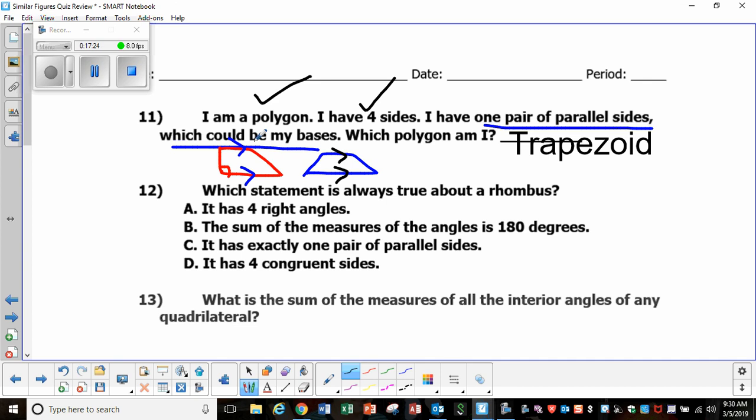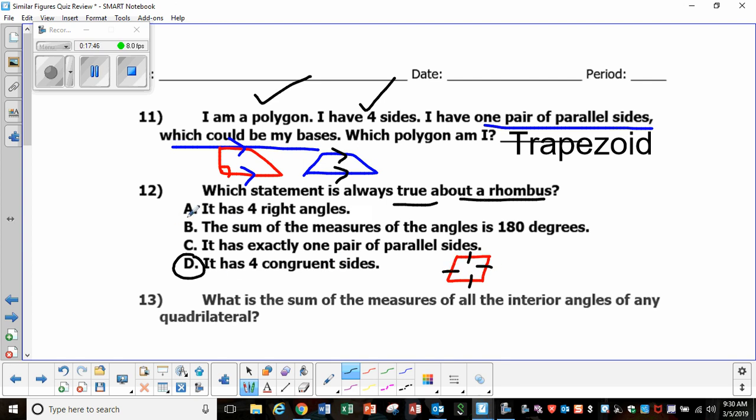All right, number 12. Number 12 says, which statement is always true about a rhombus? So the always true statement is letter D. It has four congruent sides. So if you remember, a rhombus is a tilted square, and a rhombus, like a square, has four equal sides. So that's the true statement.